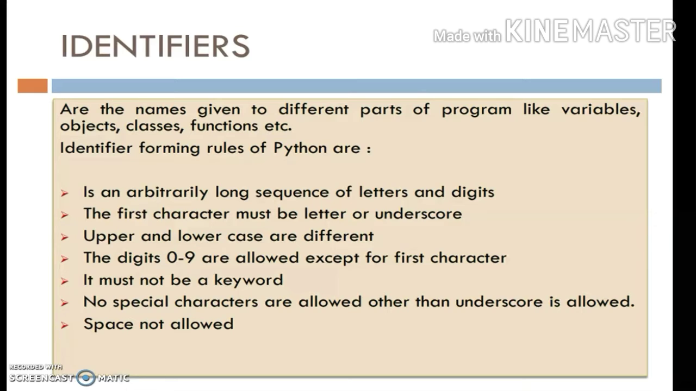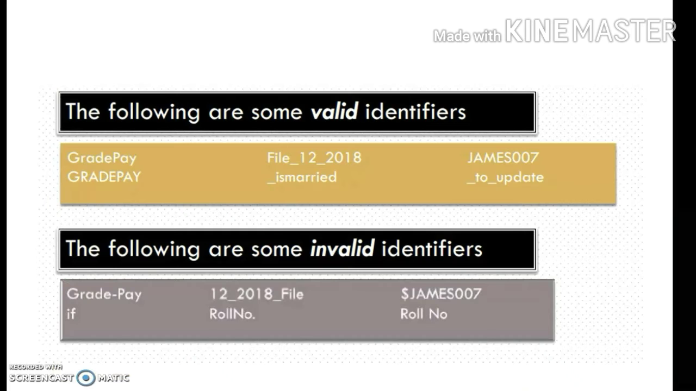Once again: a sequence of letters and digits. The first character must be a letter or underscore. Upper and lower case are different. The digits 0 to 9 are allowed except for the first character. It must not be a keyword. The only special character permitted in an identifier is underscore. Space is not allowed. So first one keyword, second one identifier.